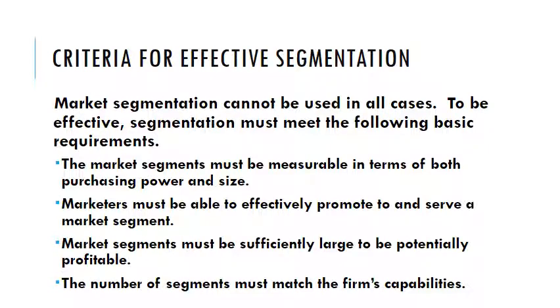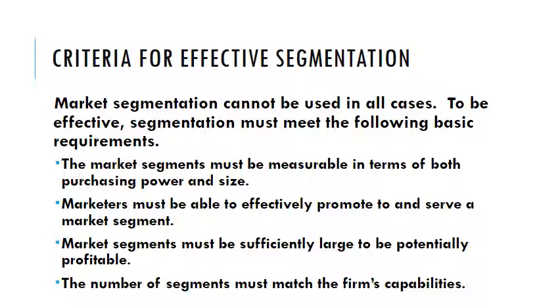So what are the criteria for effective segmentation? Market segmentation cannot be used in all cases. To be effective, segmentation must meet the following basic requirements. The first criterion is that market segments must be measurable in terms of both purchasing power and size. The segment has to be of a good size, and the consumers within that segment should have the purchasing power for that particular product. Audi cannot consider the rural market as their segment because that does not have the purchasing power, even though it has a huge size.